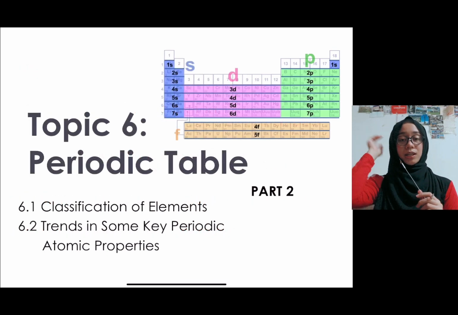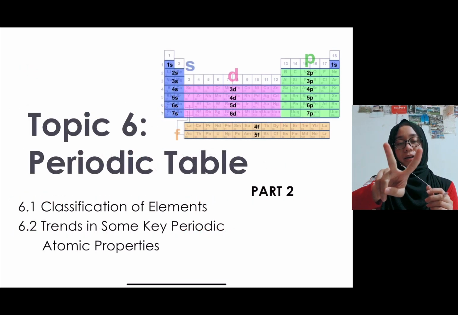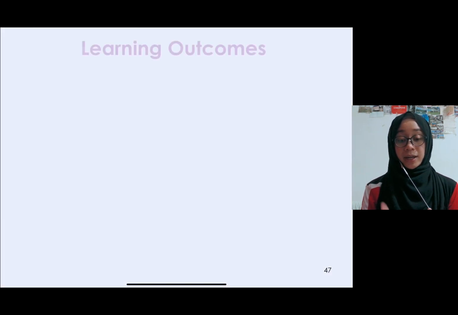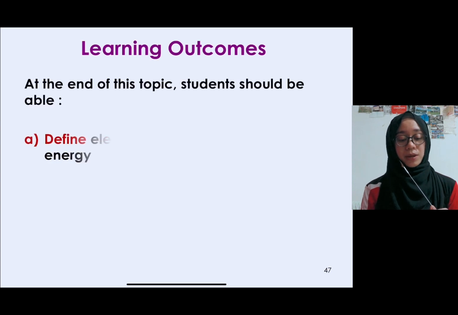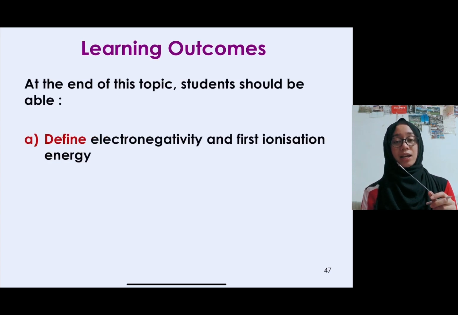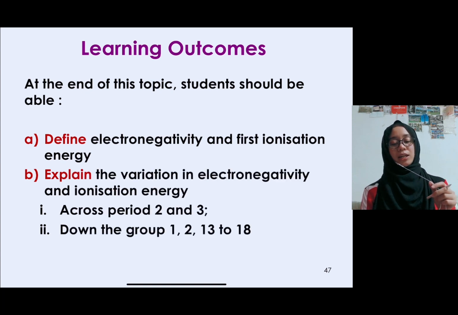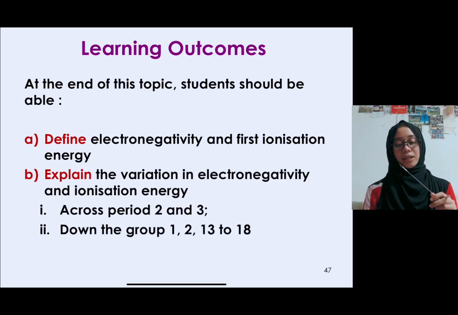Okay, so kita dah settle dua bahagian untuk kita punya periodicity. So tinggal lagi dua bahagian pula. Okay, so this time round kita akan tengok kepada, by the end of this video, you'll be able to define electronegativity and first ionization energy, and also to explain the variation in electronegativity and ionization energy.